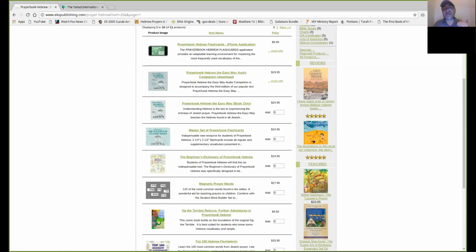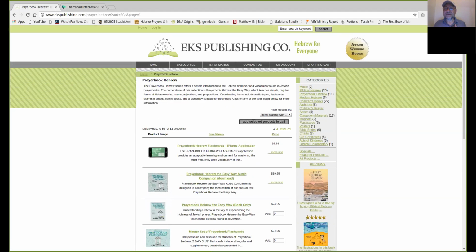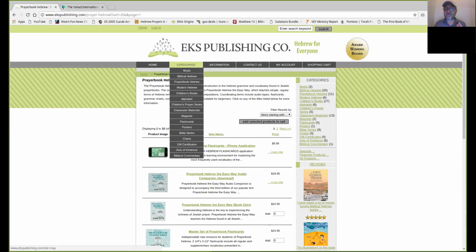And also notice that if you have an iPhone, and there are a lot of people with iPhones out there, my goodness, for $10, that's all, you can get the entire Prayer Book Hebrew flashcards as an iPhone application. That's incredible. And so this is the section that we've been working in. But you notice there's a lot of categories here.